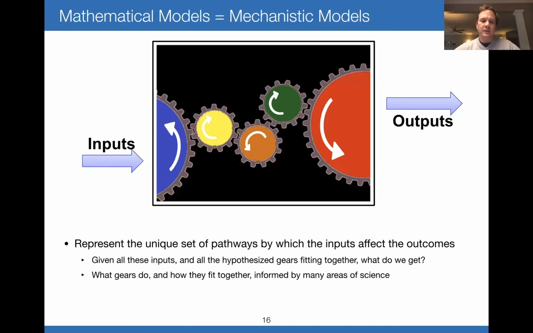And we can ask the questions, given all the inputs and all the set of hypothesized gears fitting together, what do we get at the end? What the gears do and how they fit together has to be informed by many areas of science. And as I'll show you towards the end for COVID models, this is really drawing upon quite a broad scientific background.